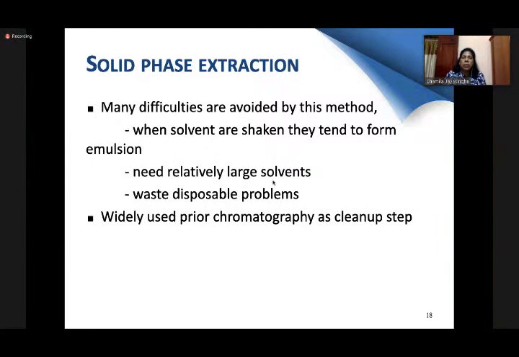Also, it needs a relatively large amount of solvent, so a waste disposal problem is there, right? Therefore the difficulty is there when we need a large amount of solvent or waste disposal. In such a situation, a good solution is using solid phase extraction. This one is widely used prior to chromatography as a cleanup step. So I think it's clear to you how to use that in solid phase extraction.